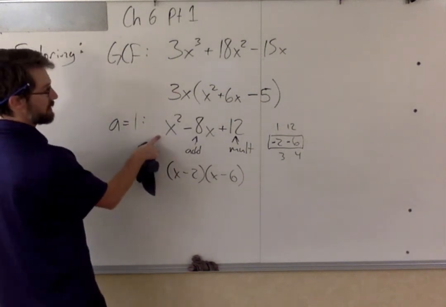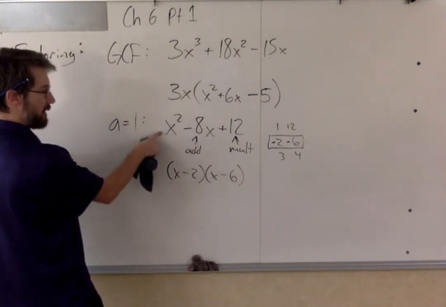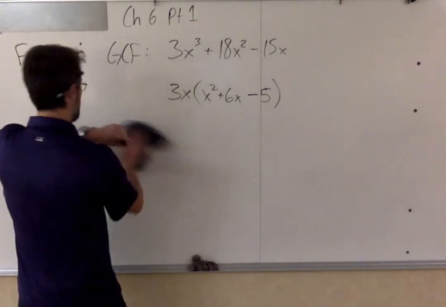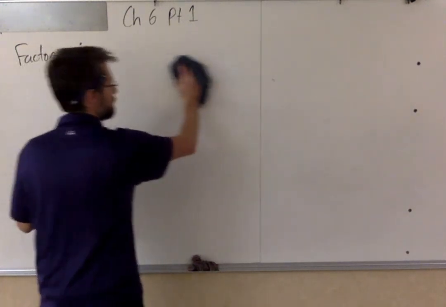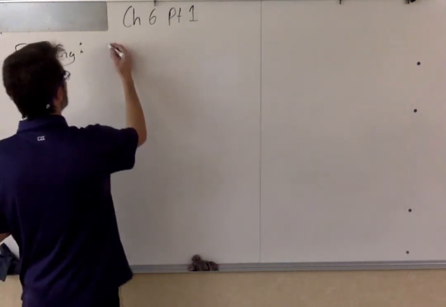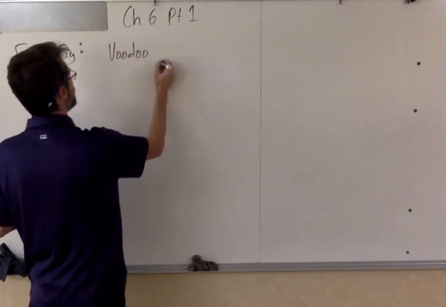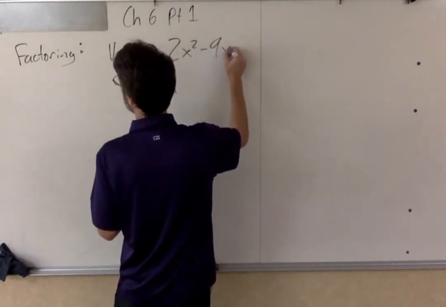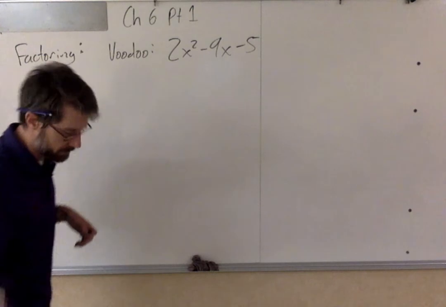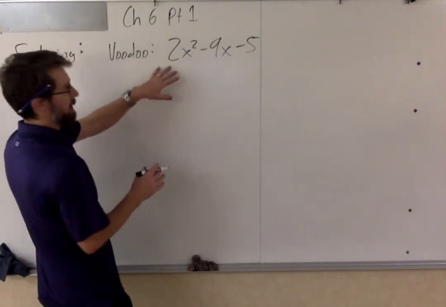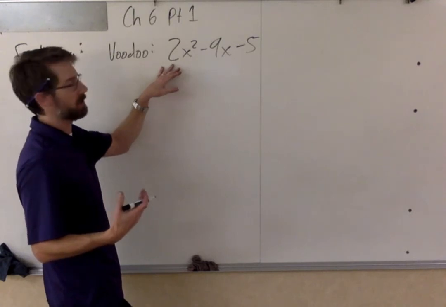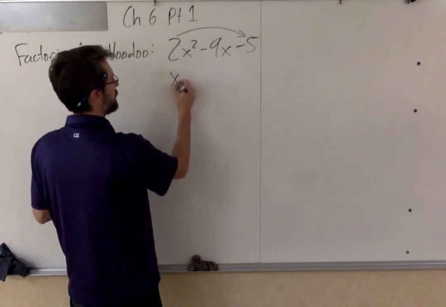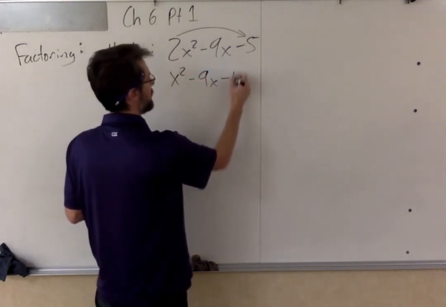Now, this one works like this if there's no number in front of here. The a coefficient is 1, right? So there's no number written there. But what happens when there is a number there? Then we go to what we refer to as the Voodoo method. So Voodoo. So that would be like 2x squared minus 9x minus 5. And so if it's something like this, first you want to check for a GCF just to be sure. No GCF here, so let's take that 2 and move it over to the back, to that negative 5. Then we get x squared minus 9x minus 10.